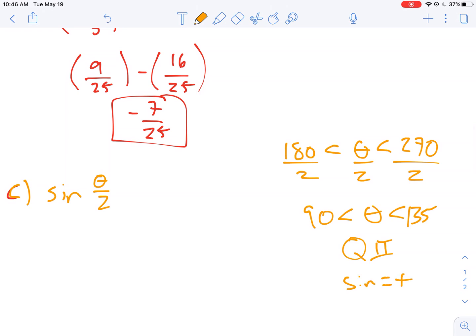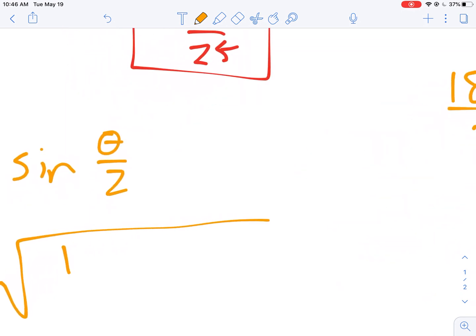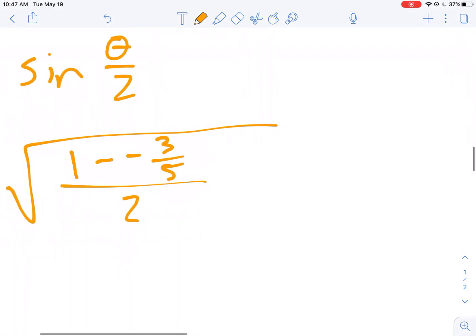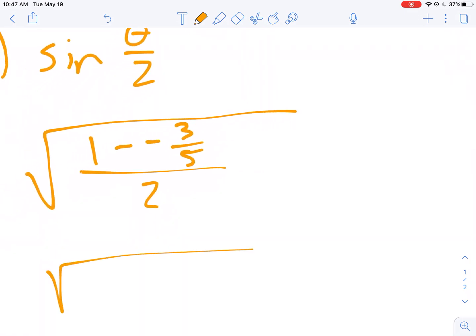So I'm going to go ahead and plug this in. This will be the positive square root of 1 minus the cosine of alpha, over 2. So this becomes 1 minus -3 over 5. I keep that -3 over 5, and I keep it as a negative no matter what. And this is all over 2. So this is the square root of 1 plus 3 over 5, over 2.